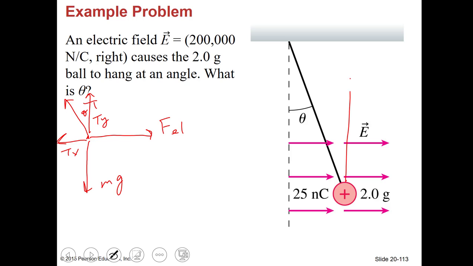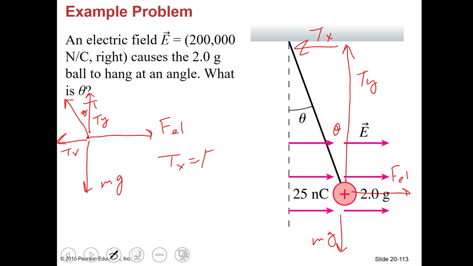Maybe I'll draw it on here. Ty, if that's theta, this is theta. Here's Tx, here's mg, and then here's the electric force. Maybe that looks a little bit better. Not drawn to scale. So from Physics 220, we know that Tx has to be equal to the electric force, which is equal to Q times E. Ty has to be equal to mg.